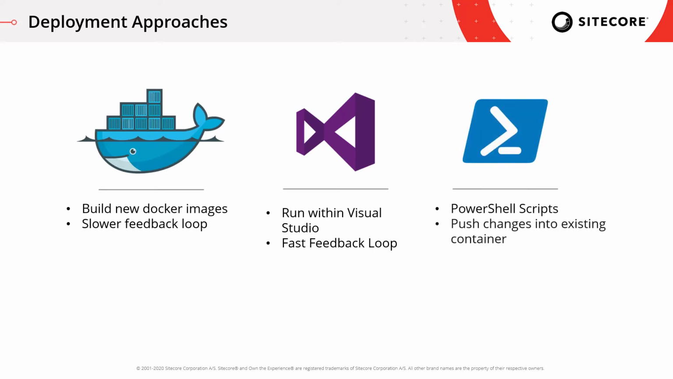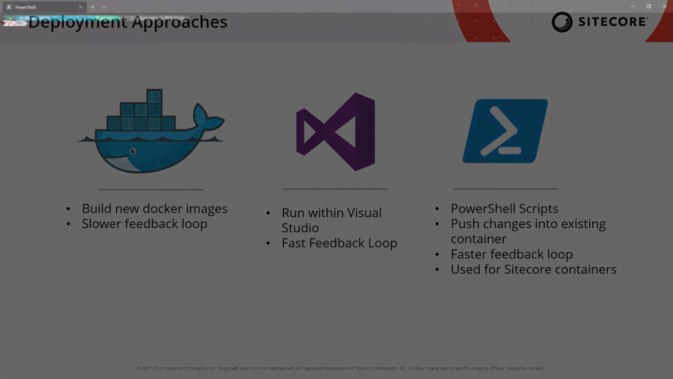If we take a look at the Sitecore instances like the content management and content delivery, we've had the entry point scripts which provide PowerShell access to copy your changes into the running container, and these still exist today. This means you can push your changes into there and see them reflected without having to recreate the image in the container itself. Again, giving you a much faster feedback loop than having to create the image all over again. So let's take a look at these in action.